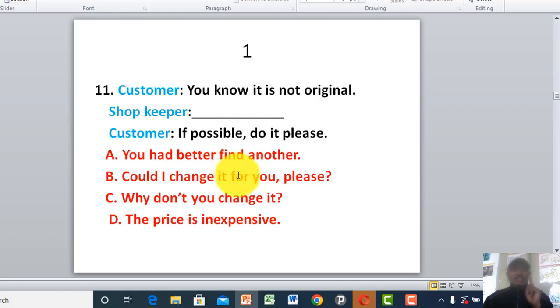We take the language itself please. Can I change it for you, please? It's not the right of the shopkeeper, but it's the right of the customer. So this is not relevant with the statement here. Why don't you change it? We don't have such kind of expression, please. The price is inexpensive, which is cheap. No, the question is not talking about the price.